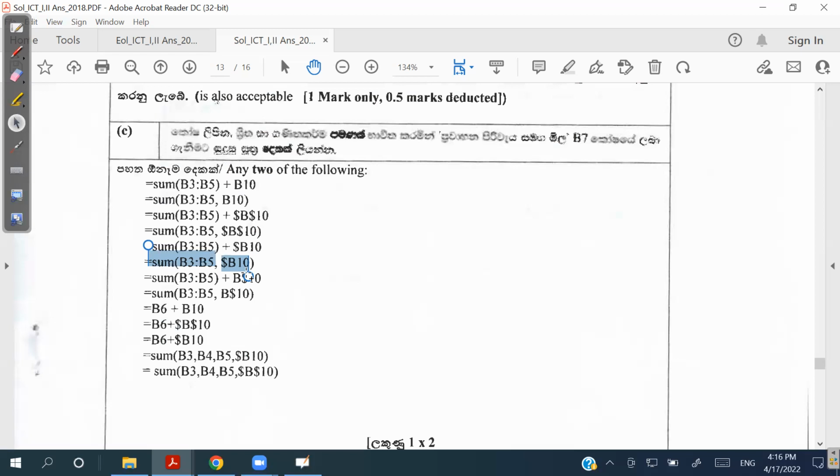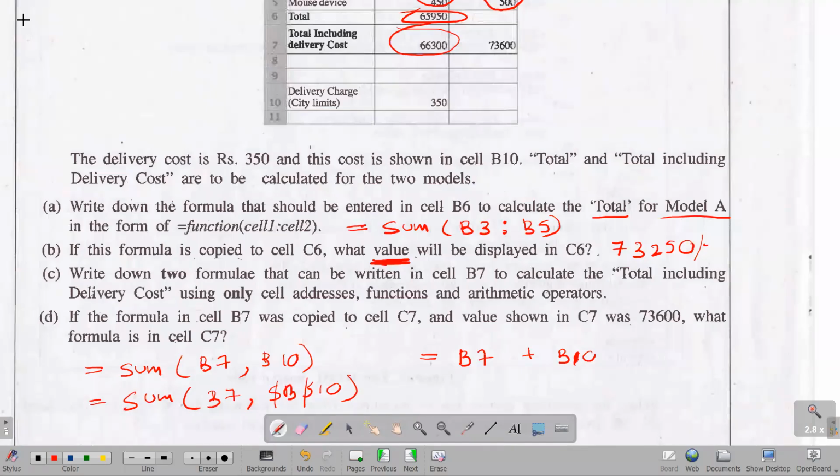Moving to the other part. So now they are asking, write down two formulas that can be written in cell B7 to calculate the total including delivery cost using only the cell addresses, function, and arithmetic operations. Now, here it's better to be careful. What they're asking is how the expression should be written if the formula is going to be copied.